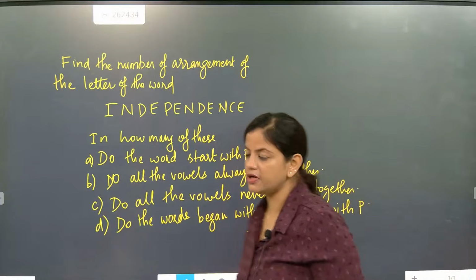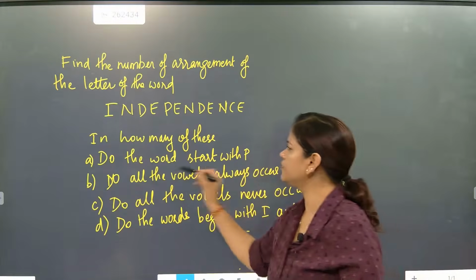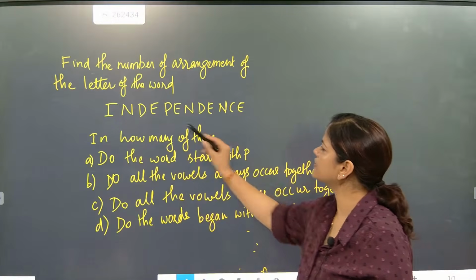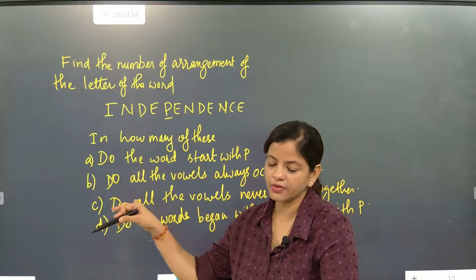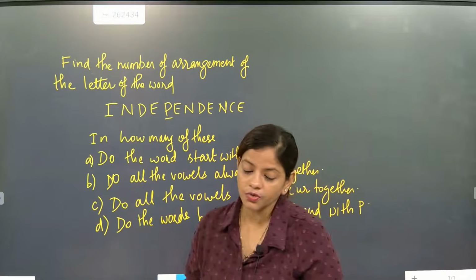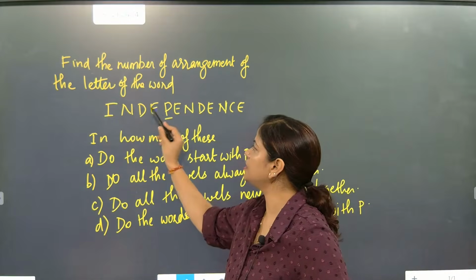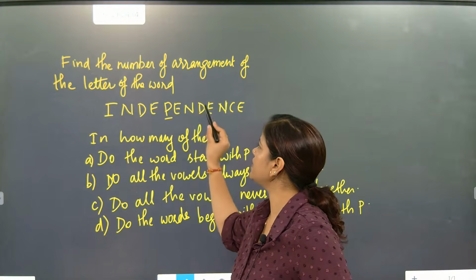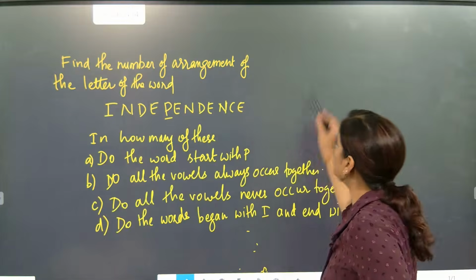What is so difficult about it? First, do the words start with P? Whenever it starts with P, one letter is definitely going to be fixed. Total is having how much? First check the total factorial: 1, 2, 3, 4, 5, 6, 7, 8, 9, 10, 11, 12. So total is 12 factorial.